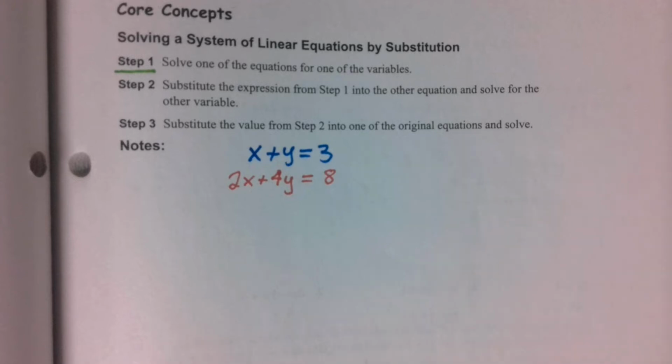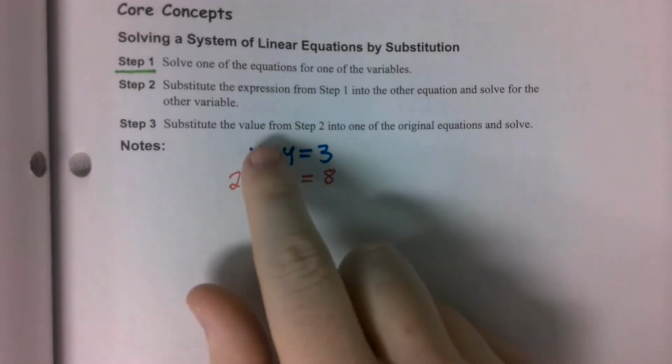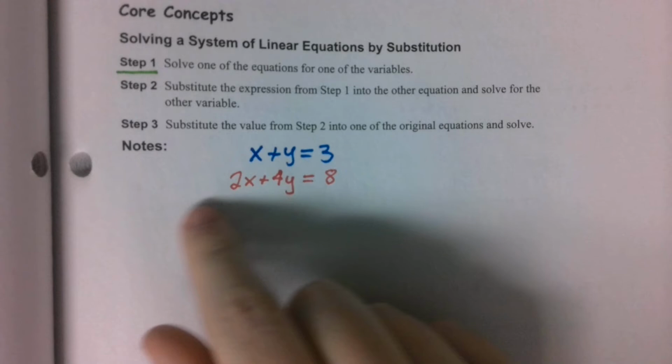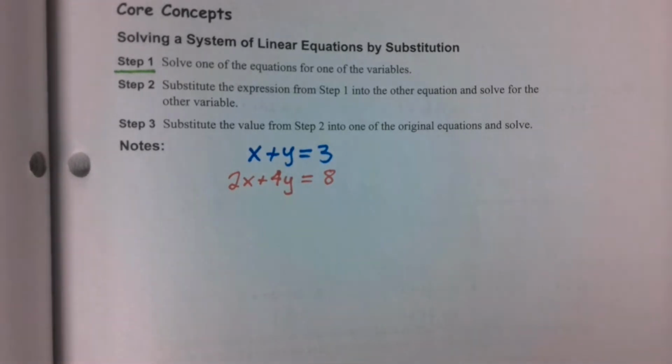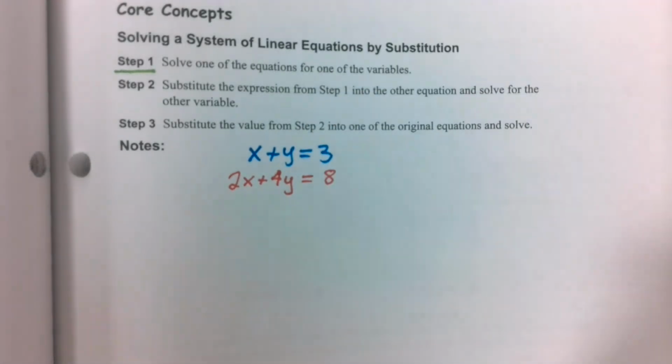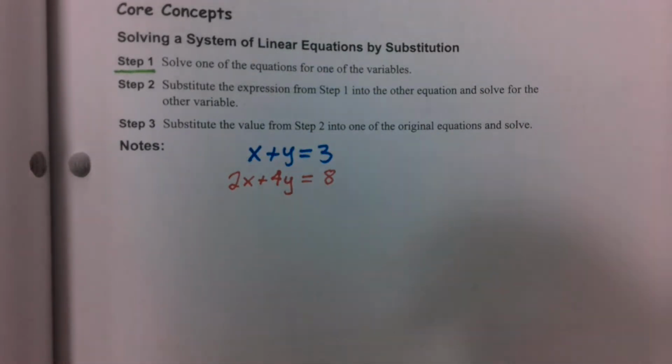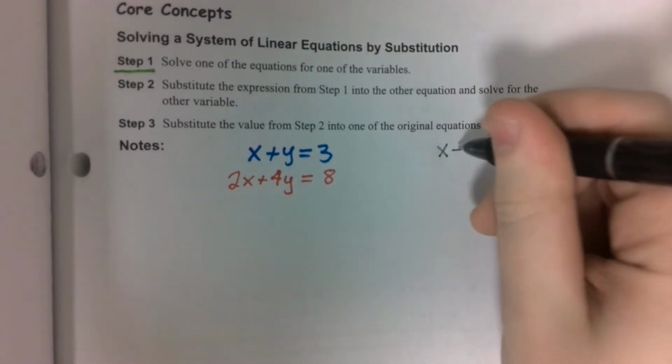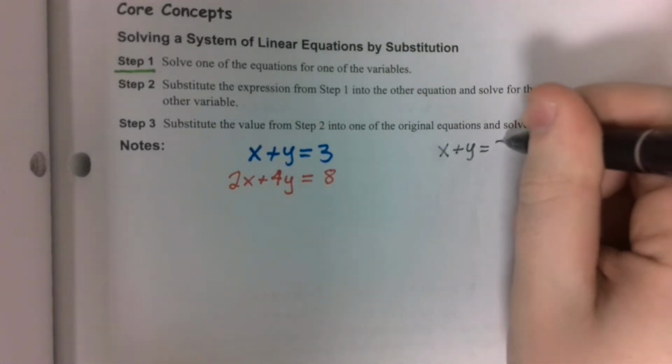I'm looking at these two equations, and I'm thinking it'll be much easier for us to deal with just x and y than 2x and 4y. So, what I'm going to choose to do is I want to get y by itself in this top equation. How do I get y by itself in an equation like this?